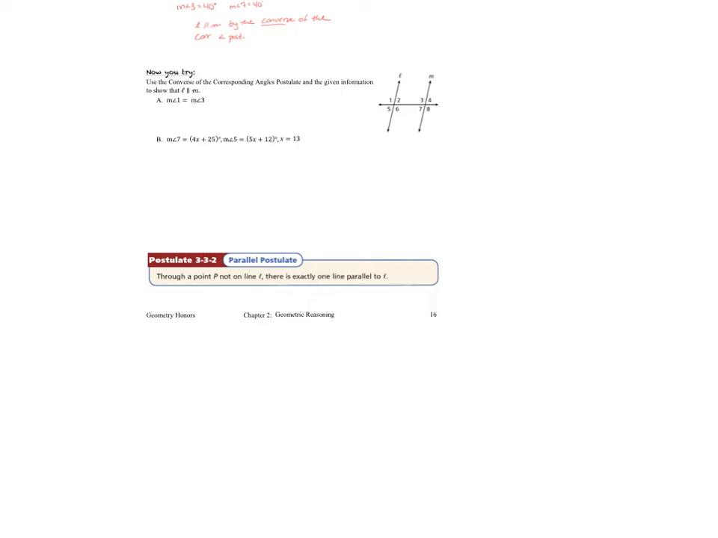equals 4x plus 25. The measure of angle 5 equals 5x plus 12. Those are corresponding angles, and it's saying that x is 13, so let's plug 13 into both of these x spots. We'll see measure of angle 7 is equal to 4 times 13, which is 52, plus 25 is 77 degrees. And the measure of angle 5 is equal to 5 times 13, 65, plus 12, 77 degrees. So since they're both equal to 77 degrees, then line L is parallel to line M by the converse of the corresponding angle postulate.